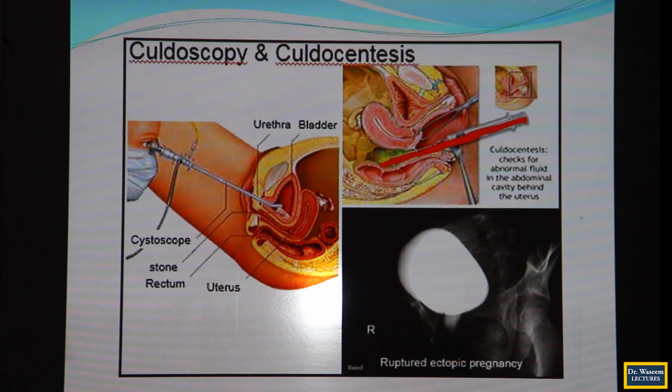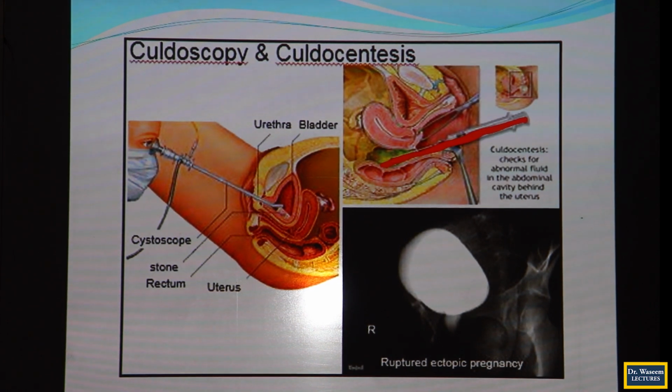this is called culdoscopy. And if you are tapping the fluid from this pouch of Douglas, which is the most dependent part of the peritoneal cavity in the female, you can recover some fluid for pathological analysis, and to see the cells, for example malignant cells, or even in pelvic inflammatory diseases. This is called culdocentesis, like paracentesis, pericardiocentesis, thoracocentesis.